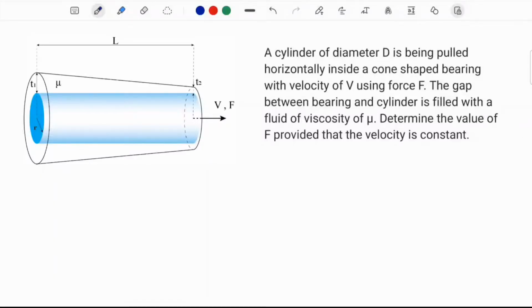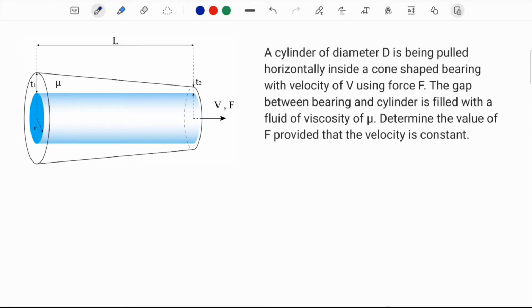Hi, what's up guys? Today I'm going to solve a problem again about Newton's viscosity law, and I think this is a nice problem, and if you can solve it, it shows that you have understood almost all the concepts of this topic. Okay, let's jump to the problem.